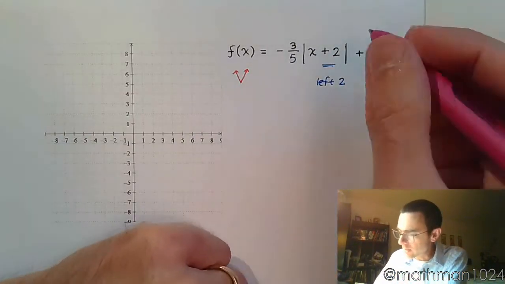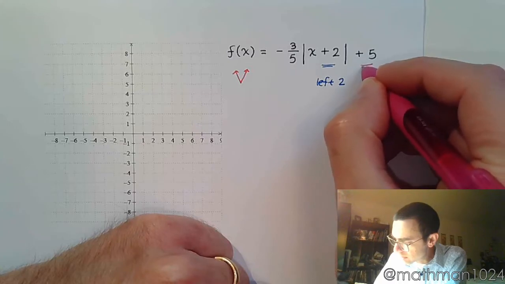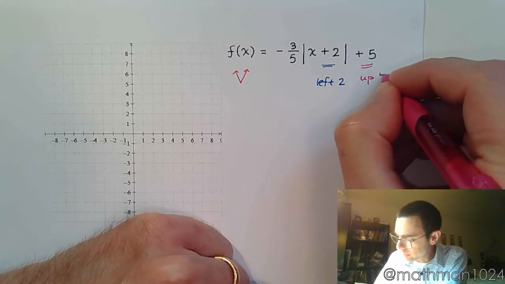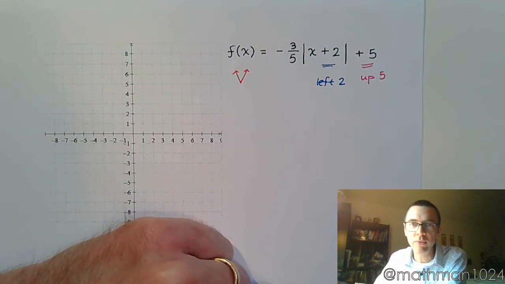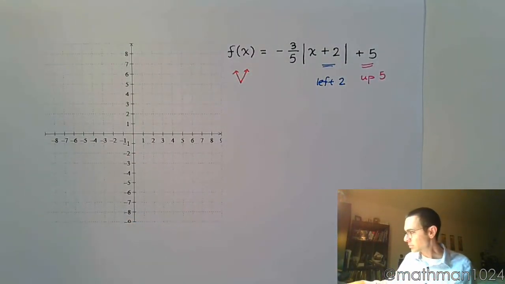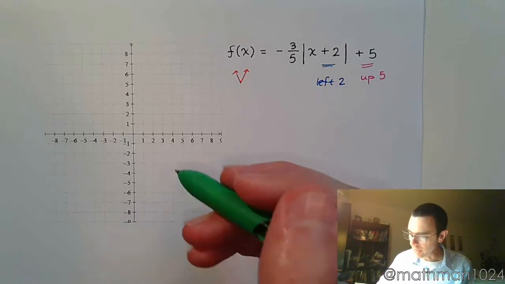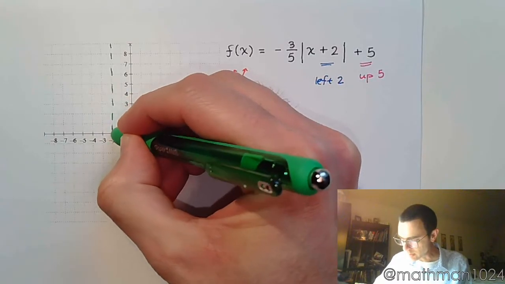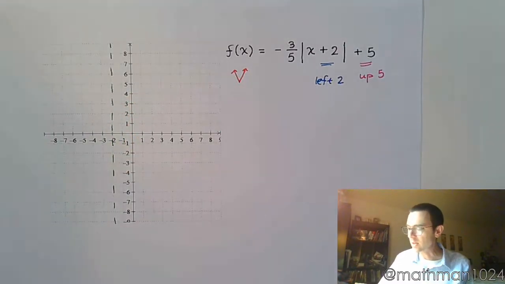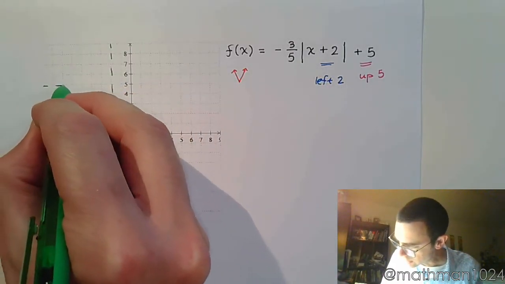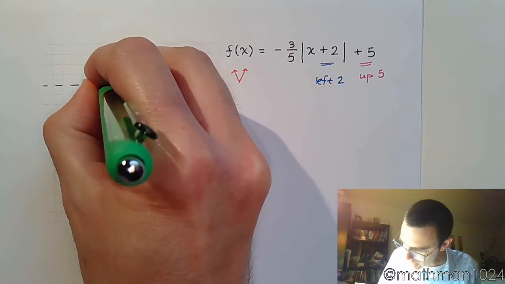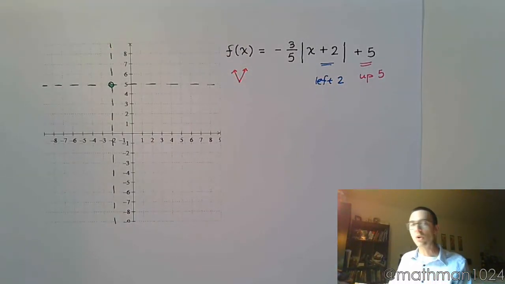And then outside of the absolute value, we see +5. And when it's outside, you do exactly what you see. And so that means we're going to go up 5 units. So right away, we can go ahead and shift to the left 2. So I'll have to go ahead and draw my new set of x and y axes like this. Go to the left 2, and then go up 5. And so here is your new origin. That's your new starting point.